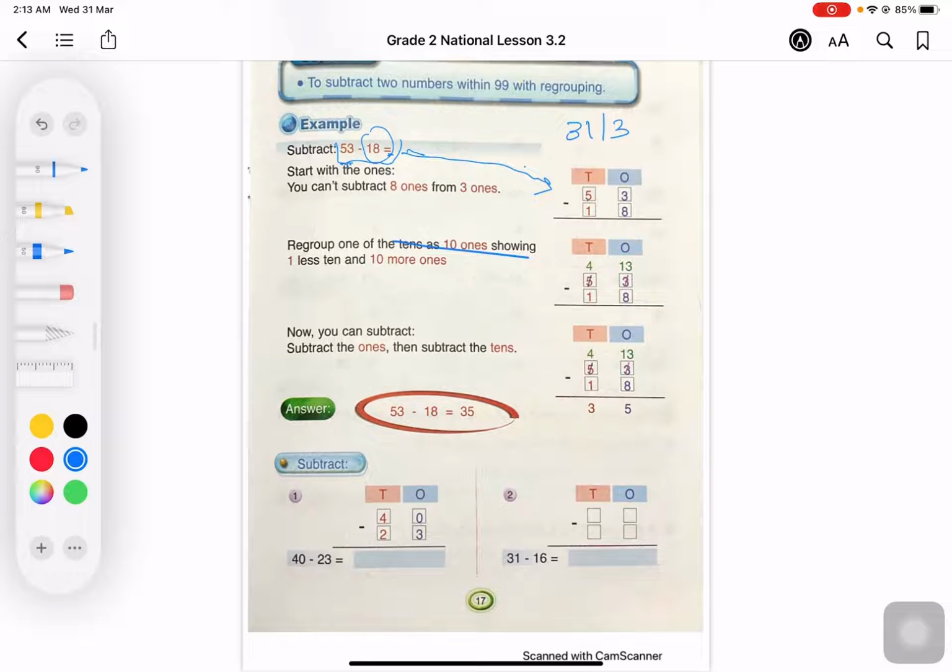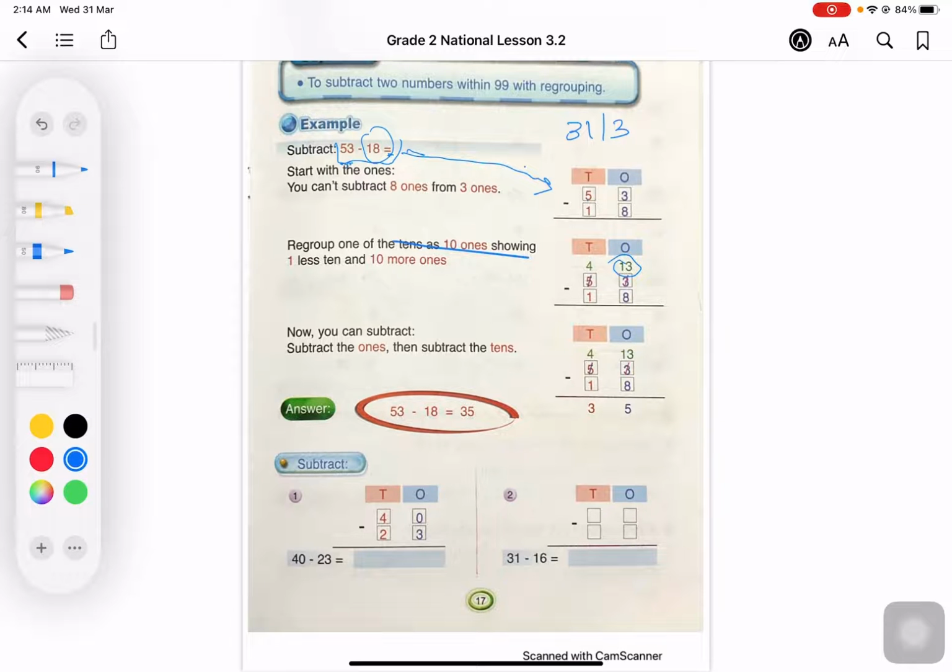So what are you going to do? You are going to regroup. You will go to the tens and you will get 1. So the tens becomes what? 4. And the ones becomes what? 13. Now subtract. Can you take 8 from 13?